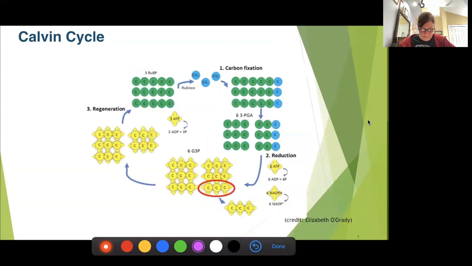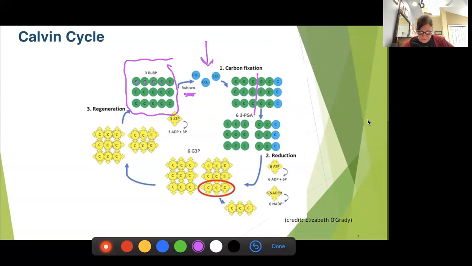All right, so here is that whole cycle. So we start with RUBP. We're going to fix our carbon dioxide with the help of our enzyme Rubisco. We're going to add it because this is a 5-carbon sugar, right? 1, 2, 3, 4, 5. We're going to make it into a 6-carbon sugar. We're going to split it in half.